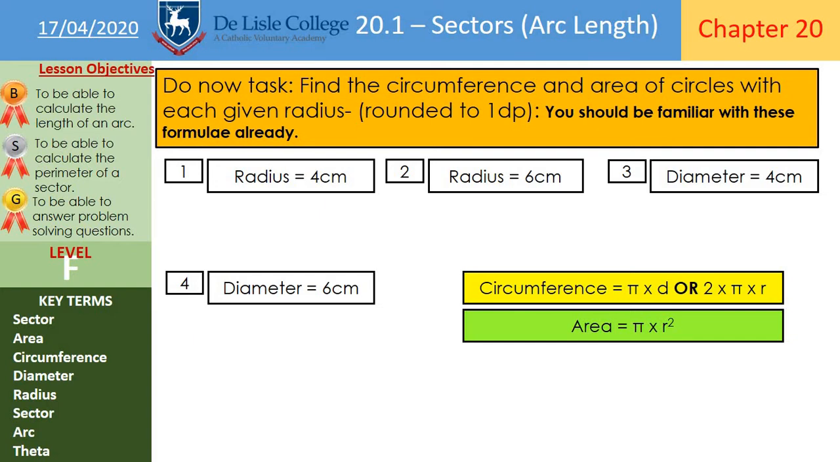It's all to do with finding the circumference and the area of circles using the radius or the diameter given. You should be comfortable with these questions as the two formulas you need you are familiar with. So for the circumference you can either do pi times diameter, or you can do 2 times pi times radius, because of course the radius is half of the diameter, and then to find the area is pi times radius squared. I want the full answer please, then round it to 1 decimal place, so please use your calculator and pause the video as you do this.